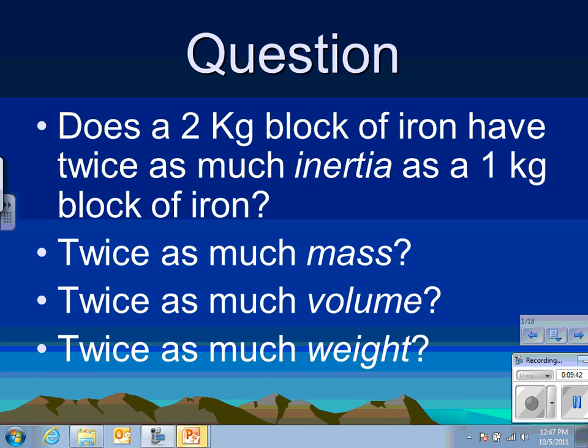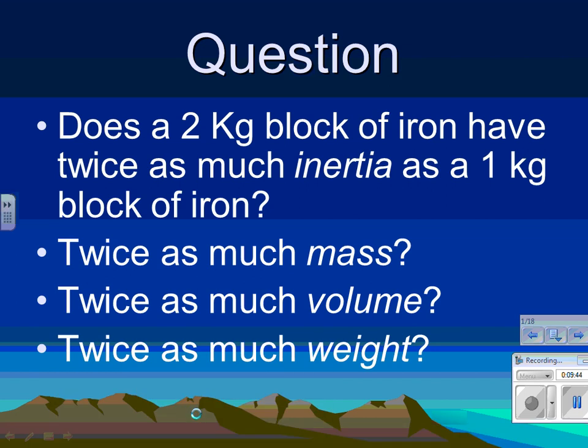All right, you've had a moment to think about it now. Let's discuss it. I'm going to skip the first one for a second, because we've talked about inertia as a law, but we haven't really talked about what inertia is in terms of an object. So we'll come back to that. Let's look at the second question. Does a 2 kilogram block of iron have twice as much mass as a 1 kilogram block of iron? Because kilograms is mass. So if I have 2 kilograms of anything, it's twice as much mass as the 1 kilogram. Great.